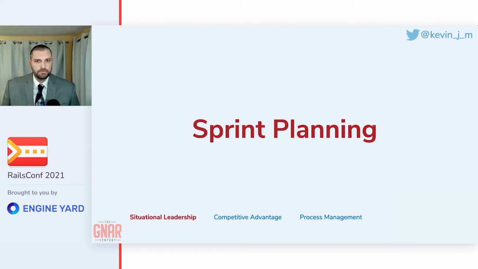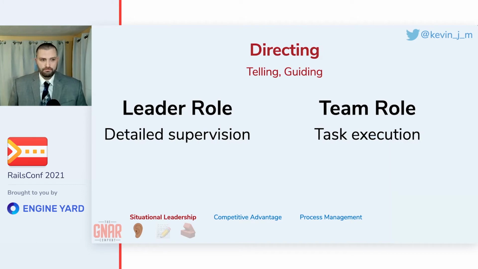So the first leadership style in the situational leadership model is called directing. And in that style, the leader is responsible for close, detailed supervision, clearly laying out acceptance criteria, and building a checklist of here are exactly the steps you need to follow to be successful. The part the team plays in the directing style is faithfully executing on that plan.